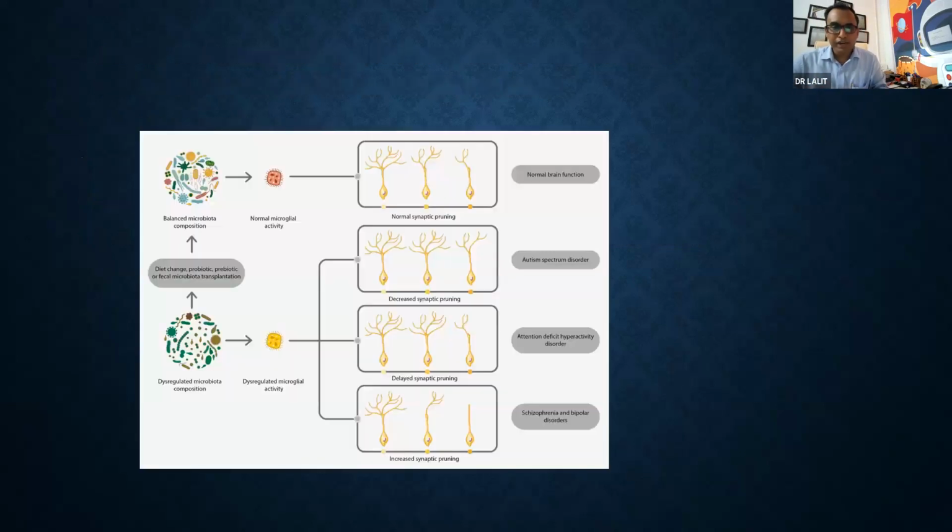So this is a typical diagram. This is normal brain functioning. When I go to the autistic, there is decreased synaptic pruning. Decrease means it happens, but it happens less. Delayed means it is happening. Suppose 90% of the neurons have to be removed. They are being removed, but at a delayed age. It should happen at the age of 3 to 5 years, but it is happening at the age of 11 years. But it is happening. That is why the prognosis of ADHD kids is better in adolescence compared to autistic kids.